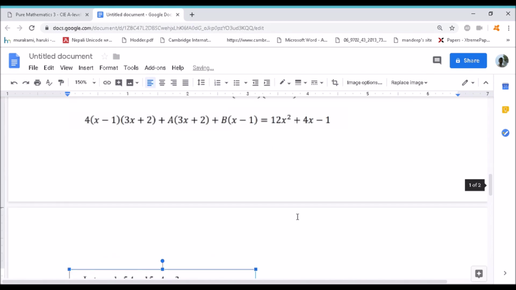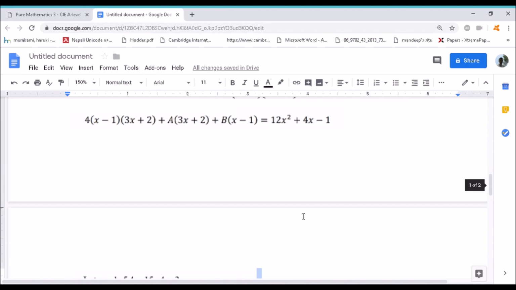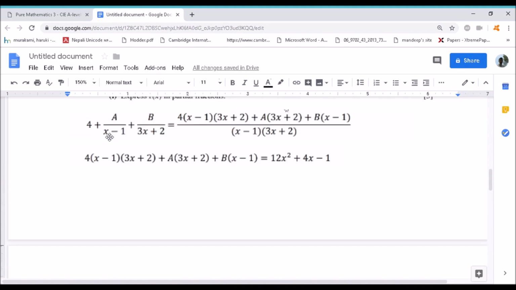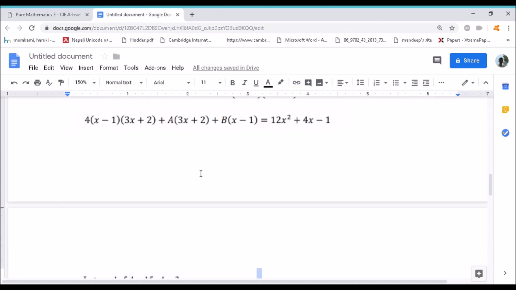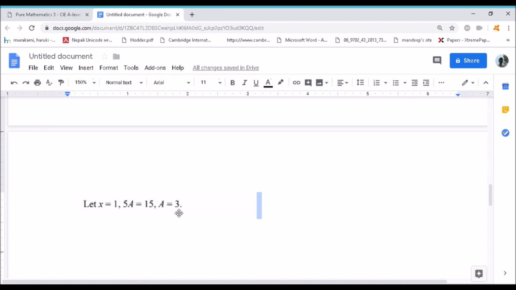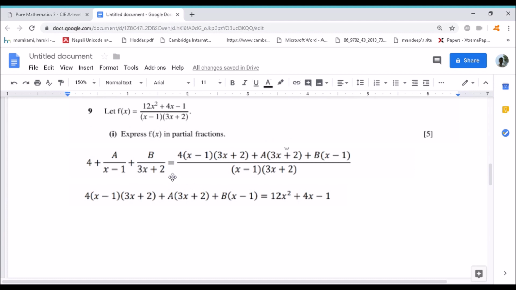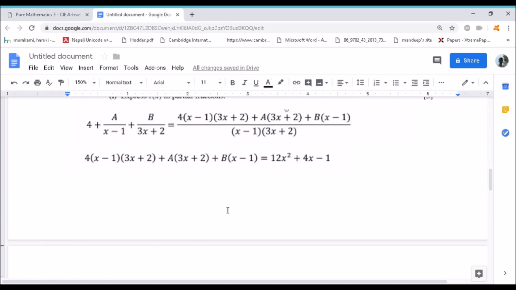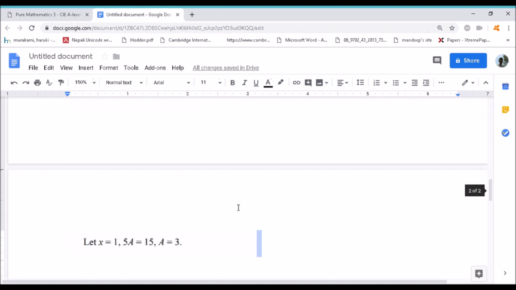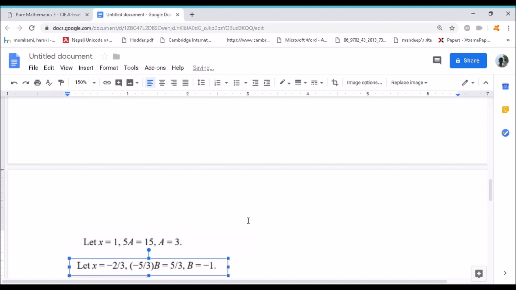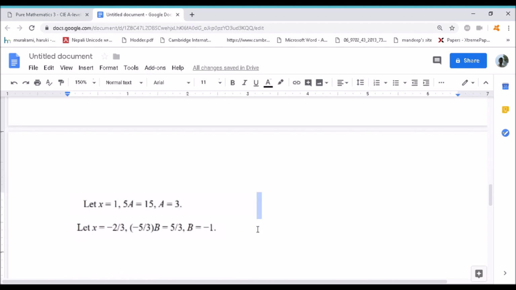We do x equals 1 because a has x minus 1 in the denominator, so we just replace x equals 1 and we get a equals 3. And now again we replace x equals minus 2 over 3, and we get the b value, which will be b equals minus 1.